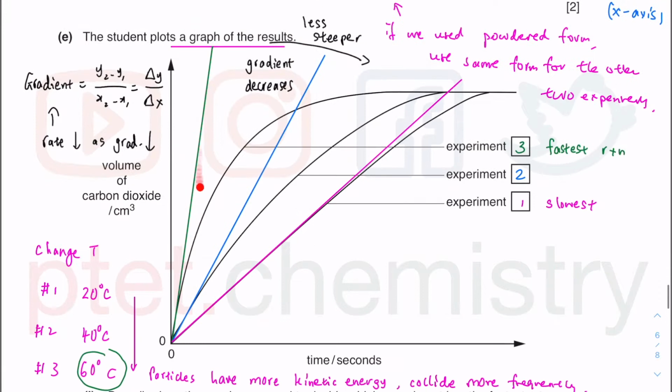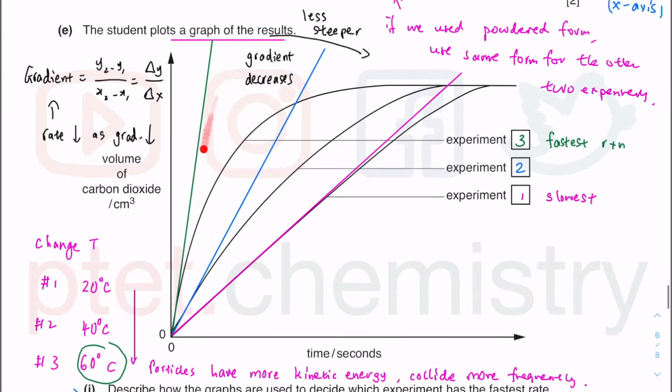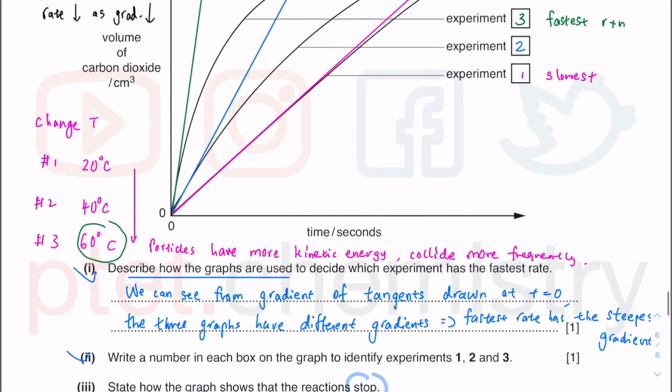As you can see from the gradient, they are different. The steeper the gradient, the faster the rate of reaction. This is to do with investigating different temperatures. So the fastest reaction happens at the highest temperature, since the particles have a lot more kinetic energy as temperature increases. This was the year 9 kinetic particle theory, states of matter idea there.